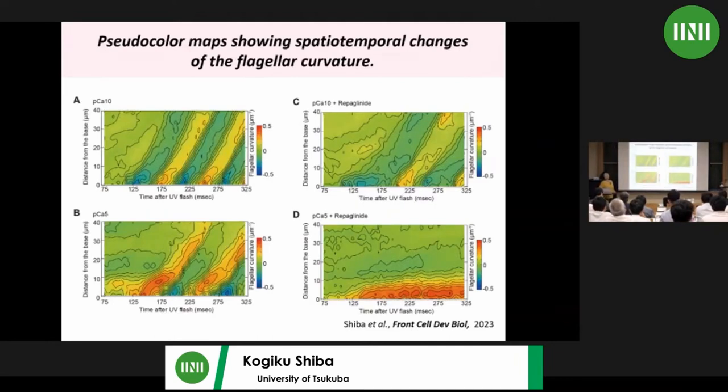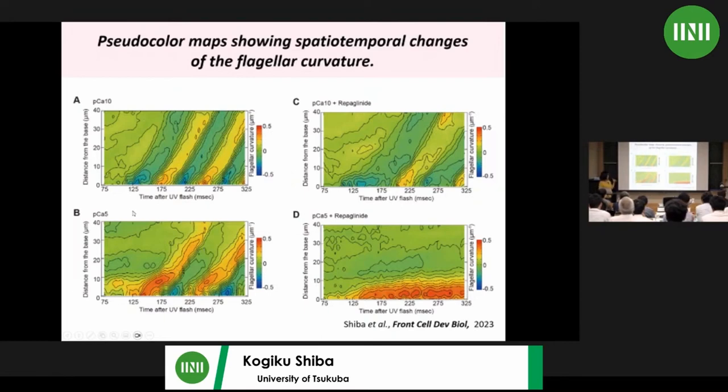This is the result of how the sperm flagellar waveform propagates. Here is a low calcium level, and here is the time after UV flash. The color indicates the curvature. If the color becomes red, it is this side of the curvature, and blue is the opposite side. The y axis is the distance from the base, the head, to the tip. Just after the UV flash, the sperm has no curvature, it is all green. But about 0.1 second later, flagellar bending is generated at the base and propagates to the tip like this. The red and blue levels are almost the same. It means a symmetric waveform is performed in this condition.